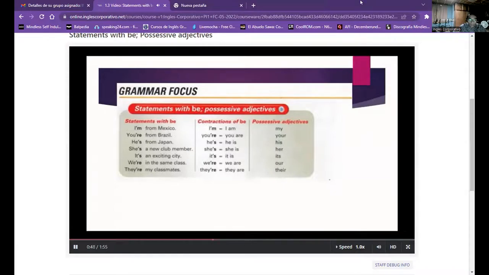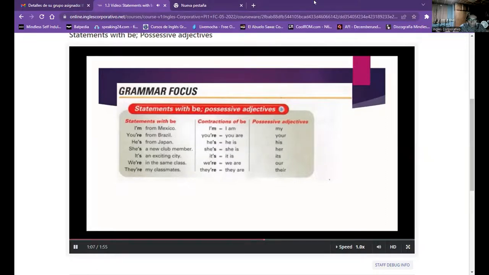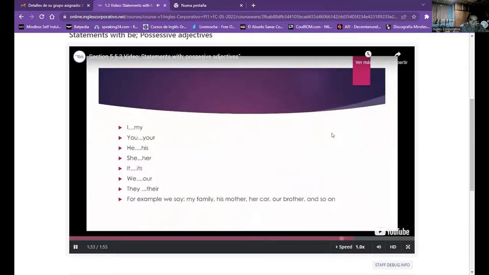Contractions of be. I'm equals I am. You're equals you are. He's equals he is. She's equals she is. It's equals it is. We're equals we are. There equals they are. Possessive adjectives. My, your, his, her, its, our, their. I want you to pay attention to the possessives. In English, each person has its own possessive.